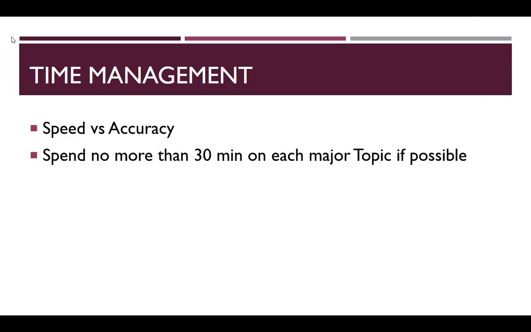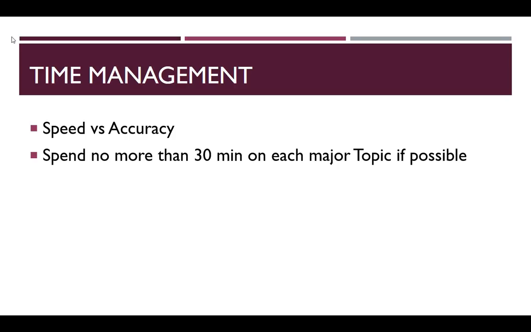Okay, so the other thing is that you need to time your work. There are 4 major topics in this paper: document production, data manipulation, mail merge, and presentation. You need to time your work in such a way that you spend not more than 30 minutes on each major topic. I know some topics like data manipulation will require more of your time, and topics like mail merge require less of your time. So you can trade off that time.